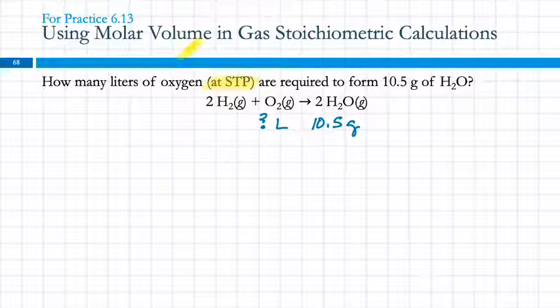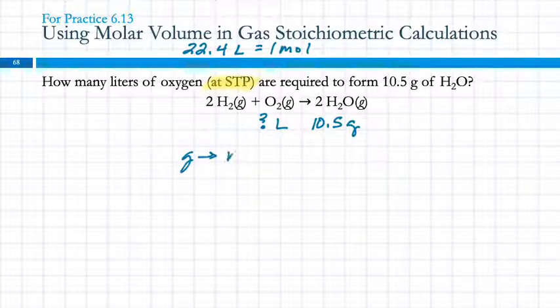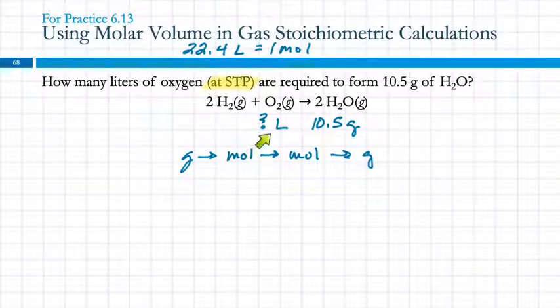So then I can use 22.4 liters is equal to 1 mole because it said STP. So regular path would be grams to moles to moles to grams. The thing I'm starting with is in grams, so that's fine, grams to moles, but then at the end I want to find liters. So instead of grams here, I'm going to find liters.